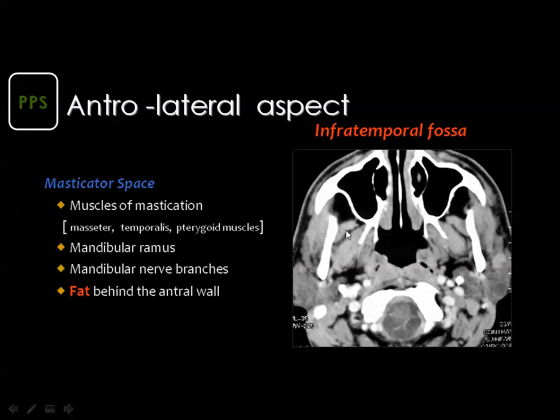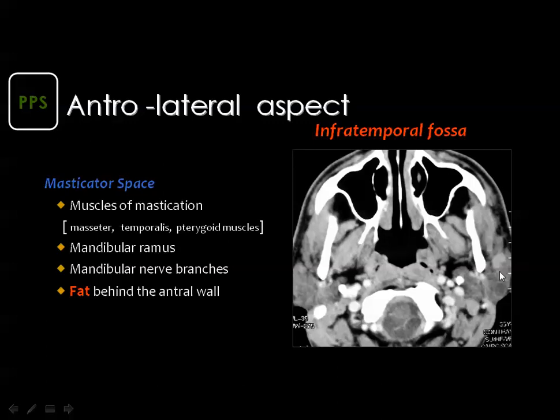Also, you can see the attachment of the temporalis muscle to the inner part of the mandible. Then outside the ramus of the mandible, you can see the masseter muscle. And this fat is very important, which is the fat behind the antral wall. This area belongs to the infratemporal fossa, and in case of neoplasms, the surgeon wants to know if this fat has been infiltrated or not by the tumor. This is an important finding.